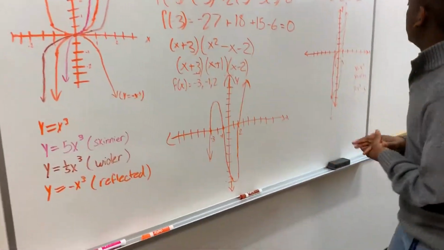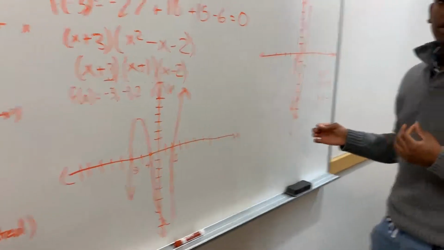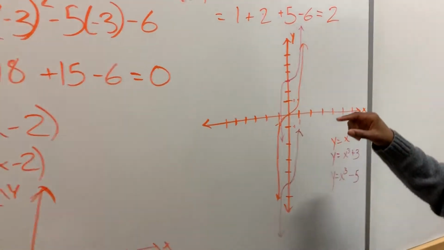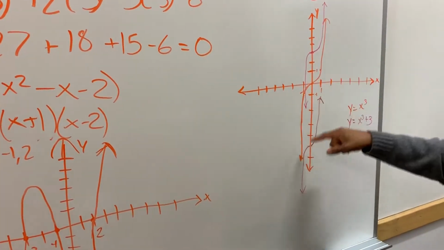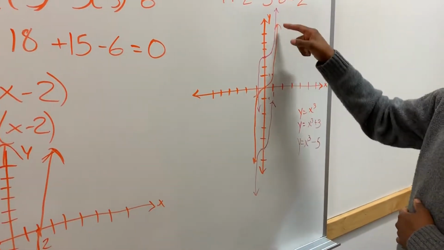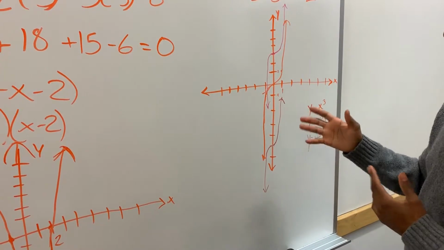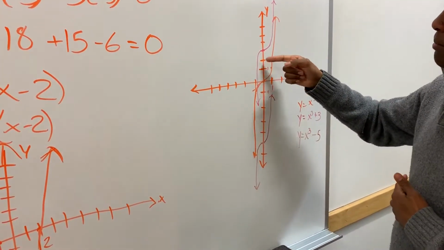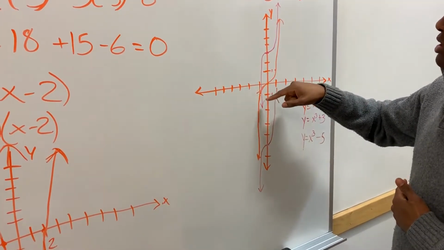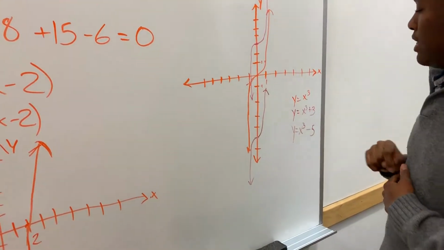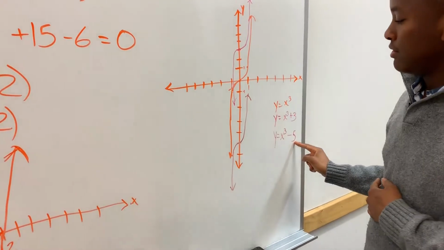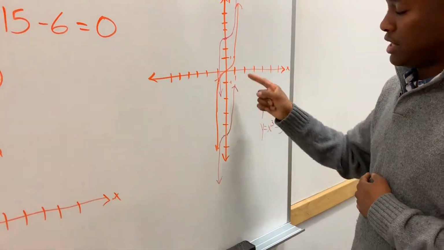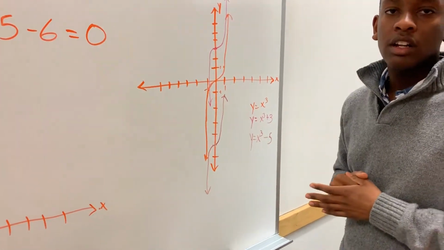And then the d coefficient is what controls whether it goes up or down. So x cubed is this orange one right here. It's just normal. If you have x cubed plus 3, that moves it up 3 points, and it looks like that. And if you have x cubed minus 5, it goes down 5 points, so it's just further down along there.